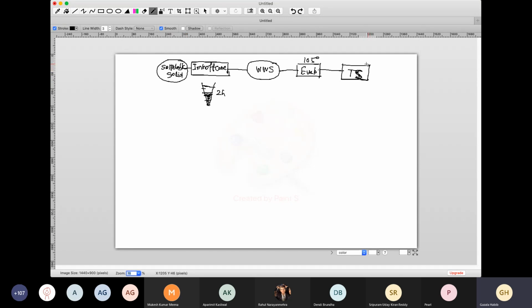One is total solid. I'm just putting it in this way. So all these are the products which are in circles.